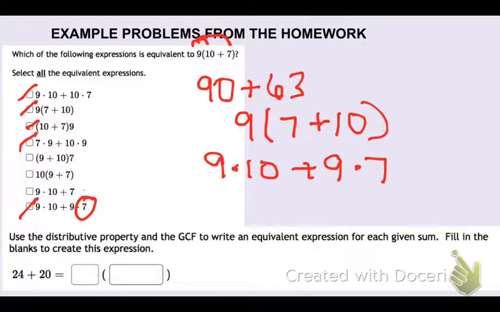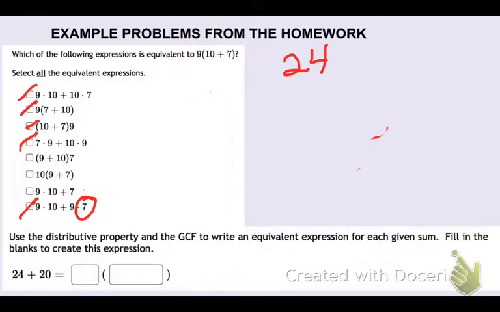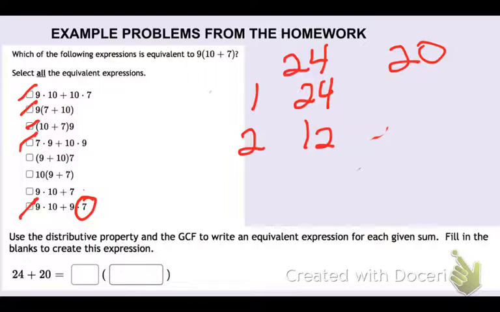All right, let's look at this next one. It says use the distributive property to find the GCF to write the equivalent expression for the given sum. So we're finding the GCF of 24 and 20. All right, so we're finding the greatest common factor between 24 and 20. Let's list out the factors of 24. I have 1 multiplied by 24. I have 2 multiplied by 12. And 3 multiplied by 8. And 4 multiplied by 6.